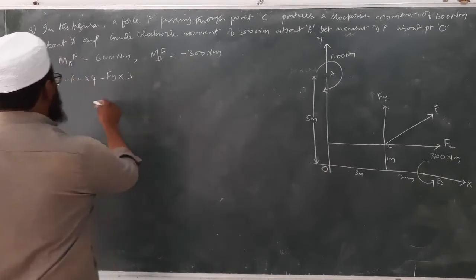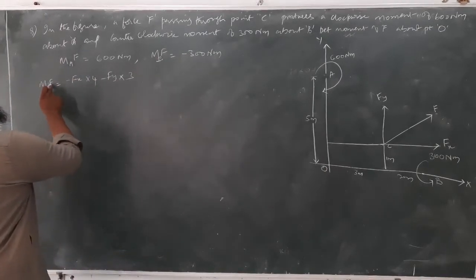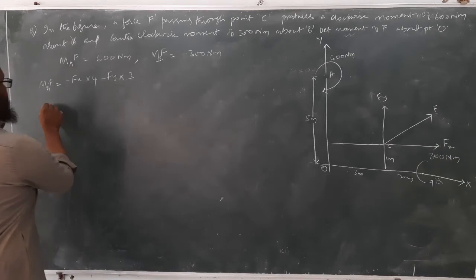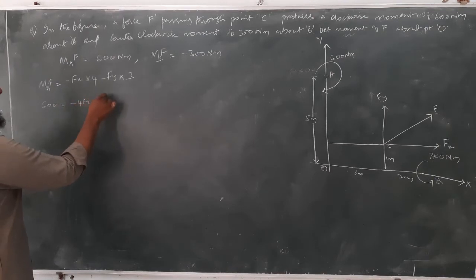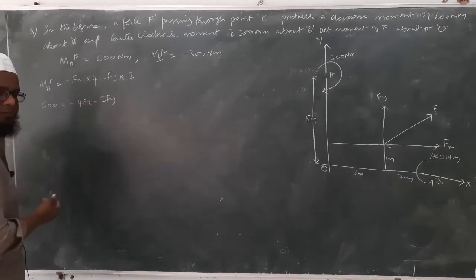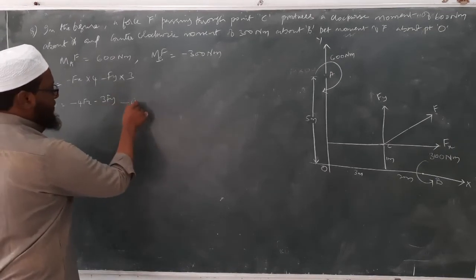If you solve this one, moment of F about point A is how much? 600. Shall I substitute here? 600 is equal to minus 4 Fx minus 3 Fy. We can name this equation as number 1.